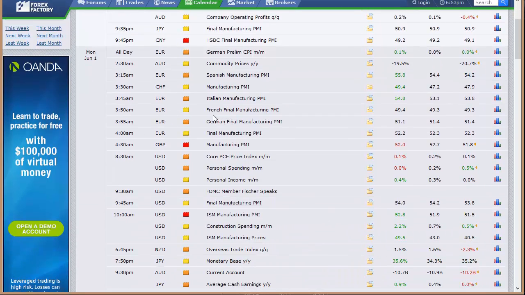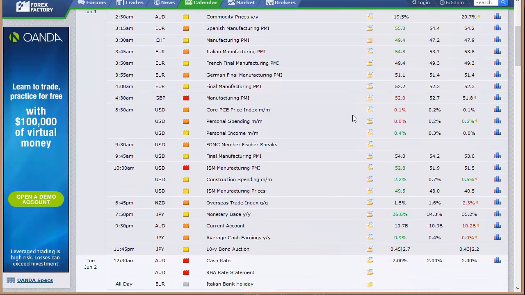Going into Monday, preliminary CPI out of Germany, commodity prices out of Australia, Spanish manufacturing PMI, Swiss manufacturing PMI, the same out of Italy, France, Germany, and the broad European sector, and then the UK, all spaced by about 15, sometimes just 5-10 minutes. Wow, this is kind of weird. This is different than I remember it, the way they lay those out in order like that.